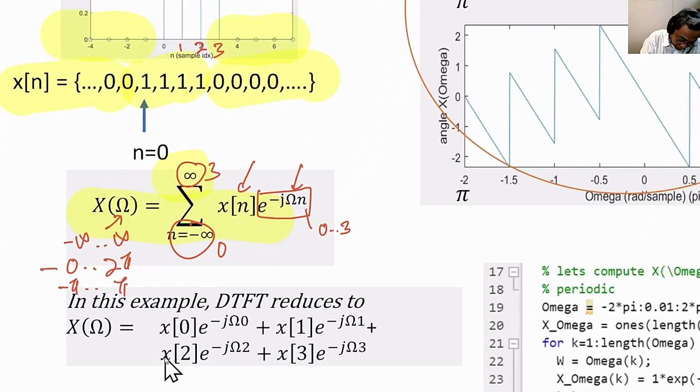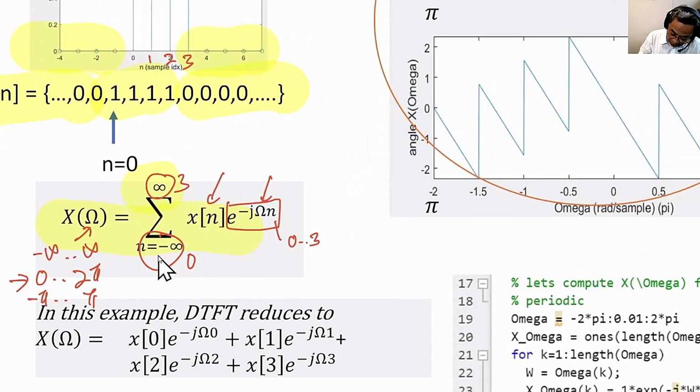We're going to choose from 0 to 2 pi, and the reason is that you realize later on that X of omega is 2 pi periodic, so we only need to calculate one period of 2 pi. 0 to 2 pi is the typical one that we're going to calculate.